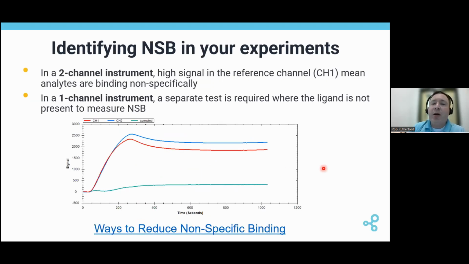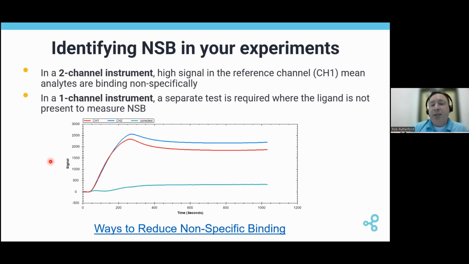So if you are trying to identify non-specific binding, maybe you ran your whole test, you created your data set, and then you import it into TraceDrawer, which we're going to talk about a little bit later on. Then what you're going to see here is signals that look very similar in both channel 1 and channel 2. So the corrected signal is this light green turquoise thing along the bottom, whereas channel 1 is red and channel 2 is blue, and they are seeing very similar signals.